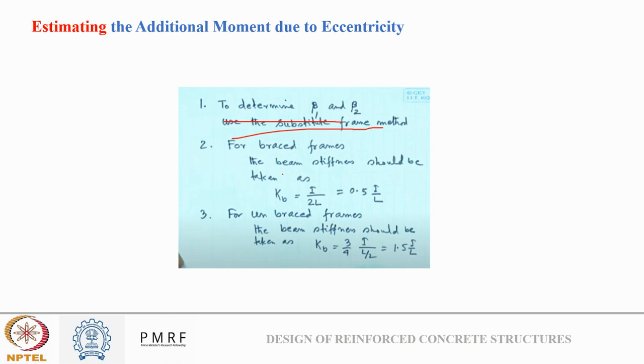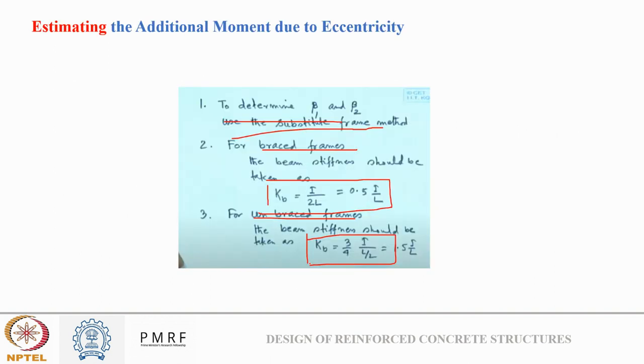Now you need to remember that the stiffness of a column we directly write as I by L. But for a beam, if it is a braced frame, we take the stiffness of the beam as I by L, and for an unbraced frame, it is taken as 3/4 times I by L. These are some basic things that you need to remember while doing the calculation.